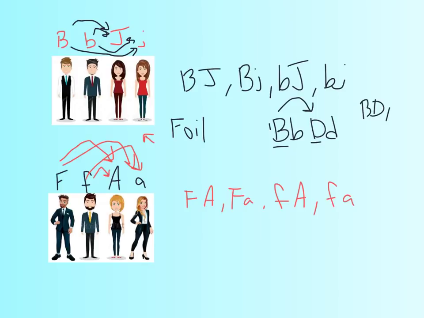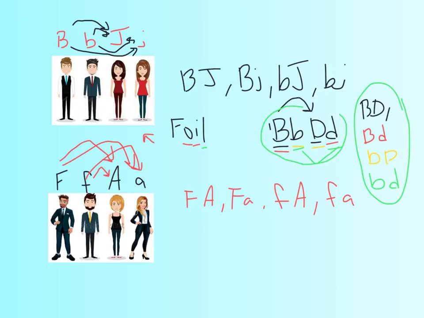O stands for outside. Which ones are on the outside? This big B is on the outside, and this little d is on the outside. So big B, little d. That's another combination. I stands for inside. Well, which ones are on the inside? This little b is on the inside, and this big D is on the inside. Little b, big D. That's another combination of alleles we can have. And the final one, the L stands for last. That's the last b, the last d. So little b, little d. Those are all the possible combinations of alleles we can get from this genotype right here.